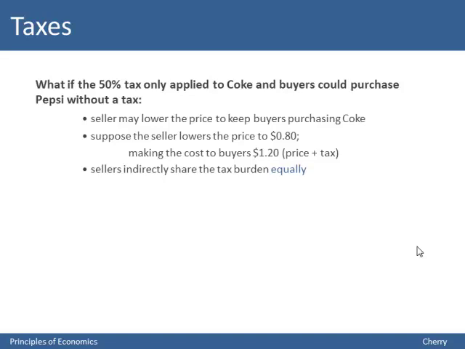Right? So they might lower their price to 80 cents from $1. Right? And in doing so, then the tax is still 50%, so it's 40 cents. And that ends up being a total cost of $1.20.